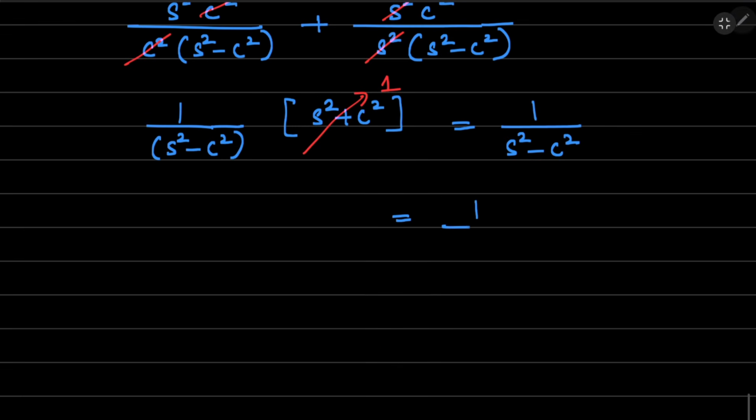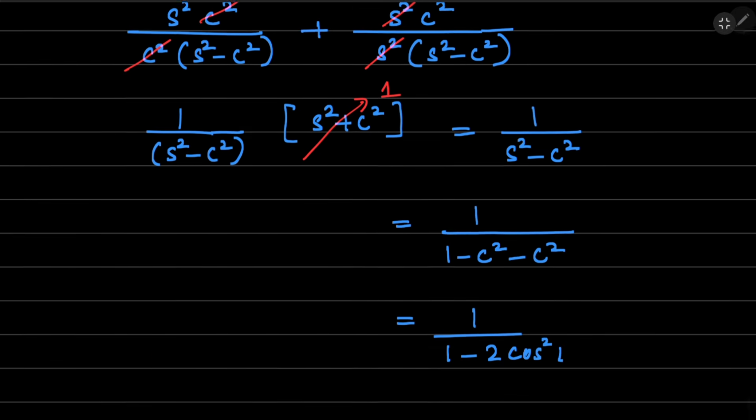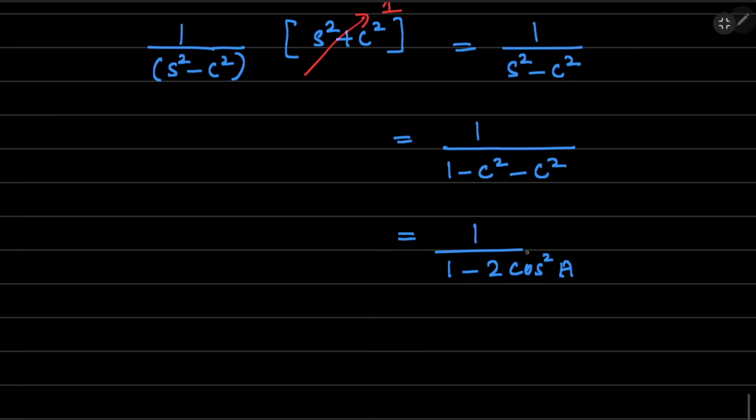So what can we do? We can replace sine square by 1 minus cos square, minus cos square. So this is nothing but 1 by 1 minus cos square minus cos square, equal to RHS. That's all. So maybe at the end when I'm writing it, I will make sure I write it entirely. This is cos square A. Yeah, cos square A. 1 by 1 minus 2 cos square A is equal to RHS. Hence proved.